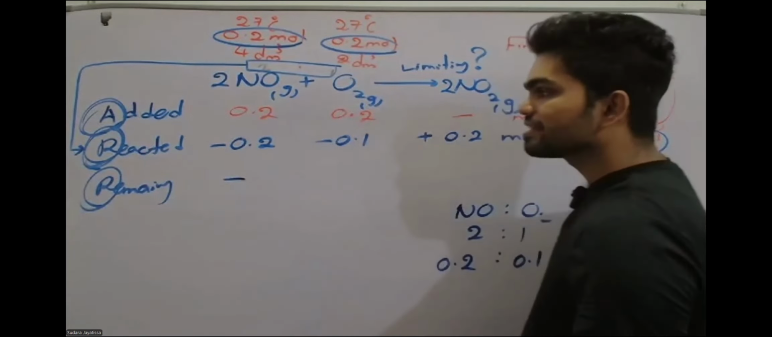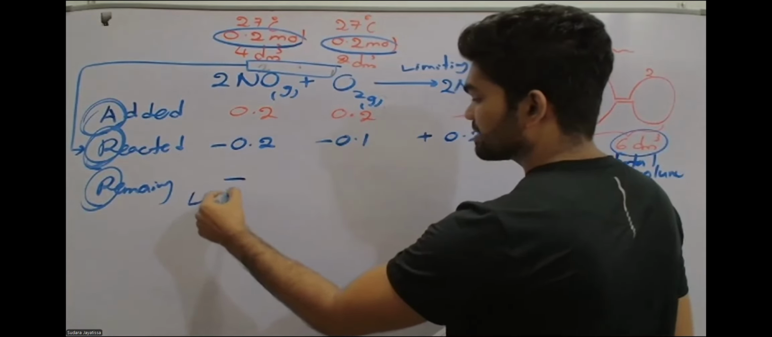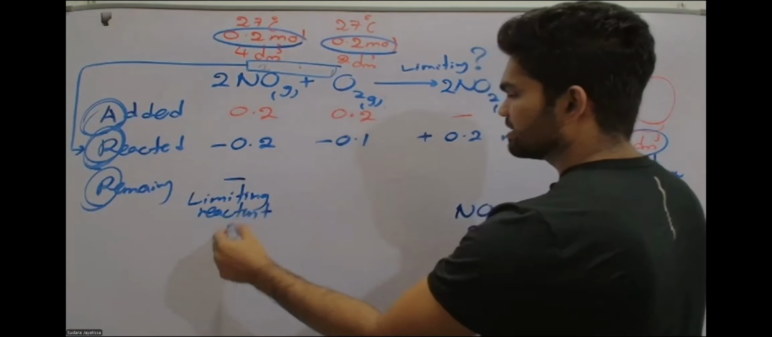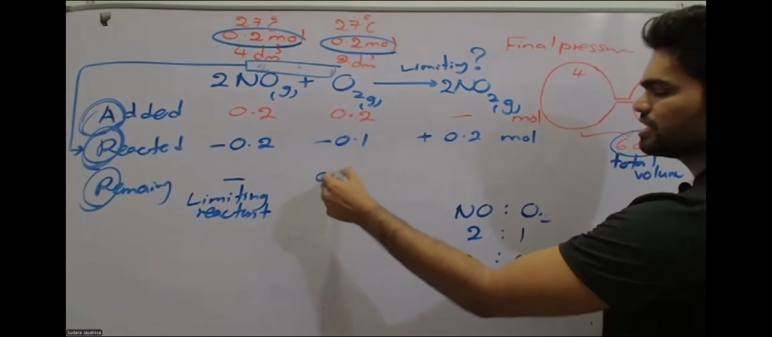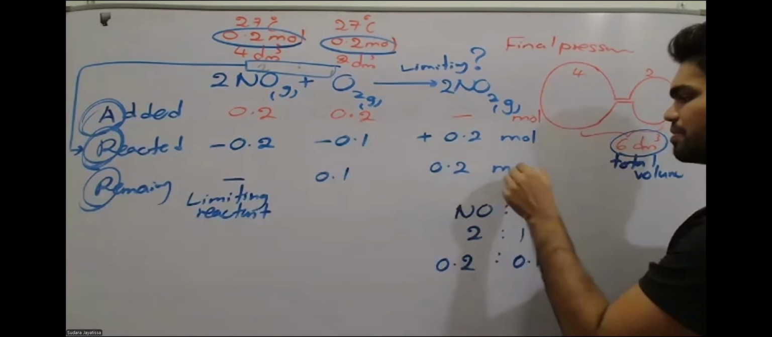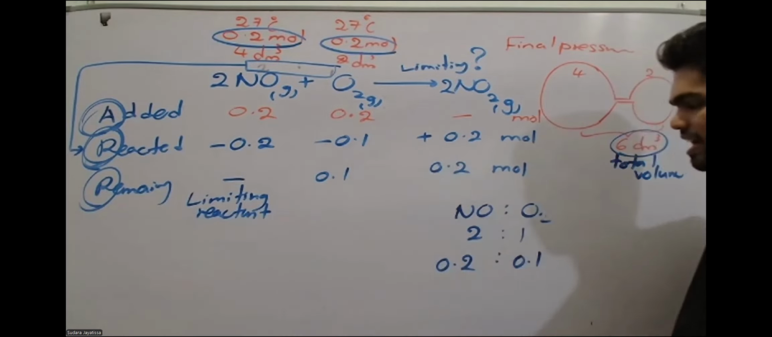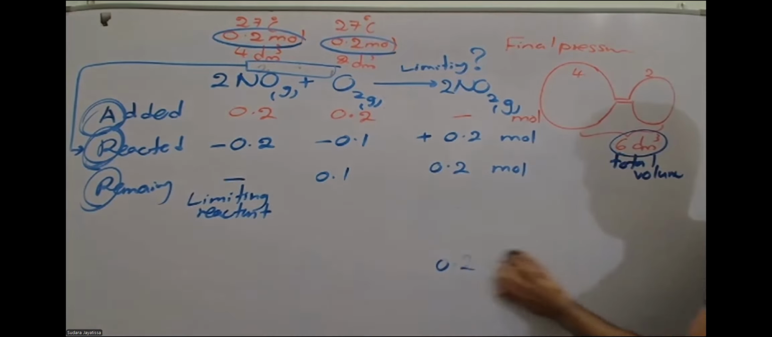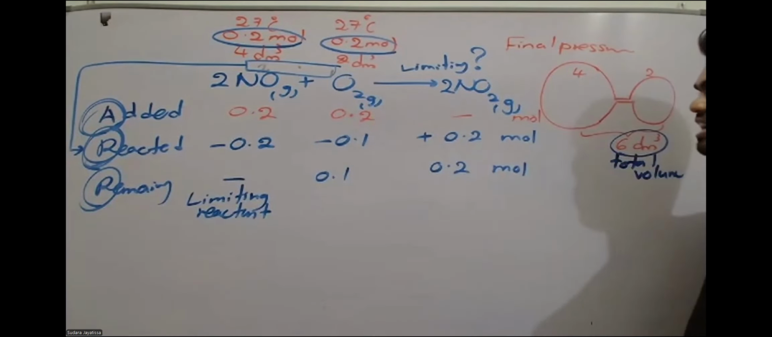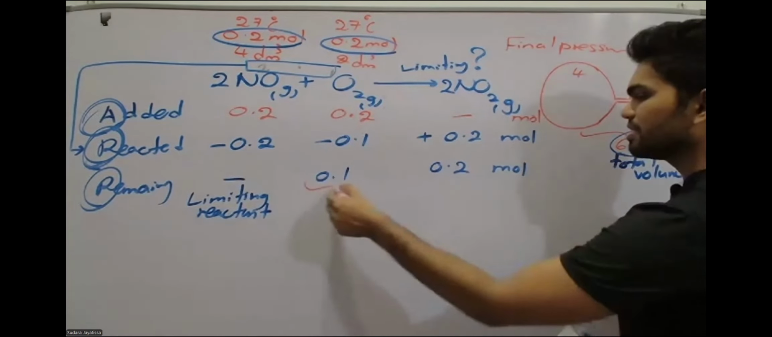So when you get the remaining, you subtract them. You can see nothing will remain from NO. That means it is completely consumed. In other words, we can say what? It is a limiting reactant. And from O2, only 0.1 will be remaining. And here 0.2 will be there. So by the end of this ARR method application, what you can find is the remaining moles of excess reactant and formed product.